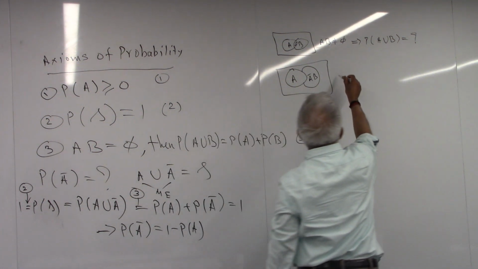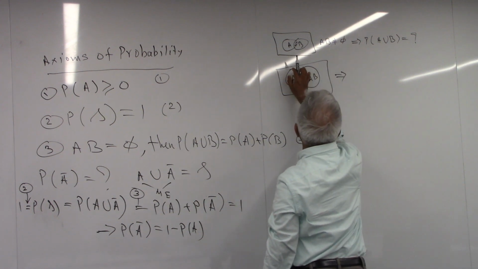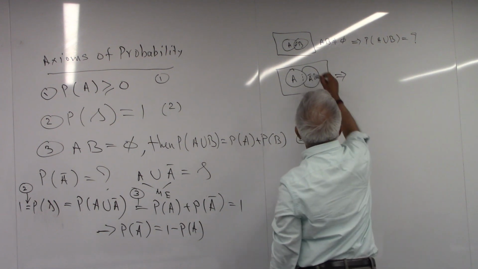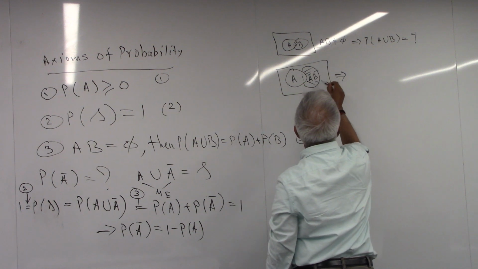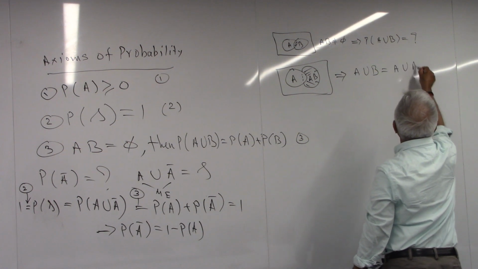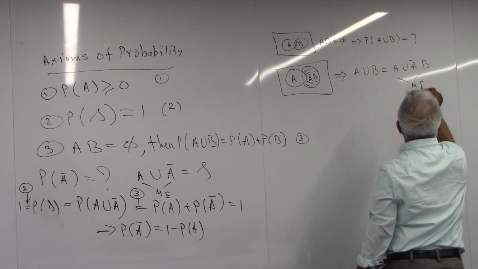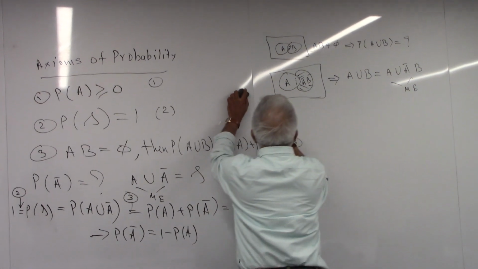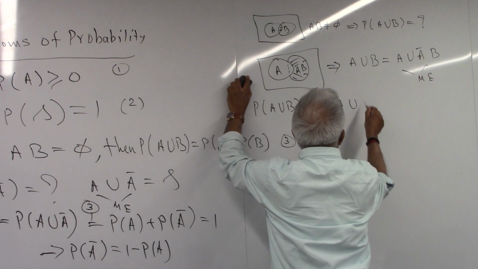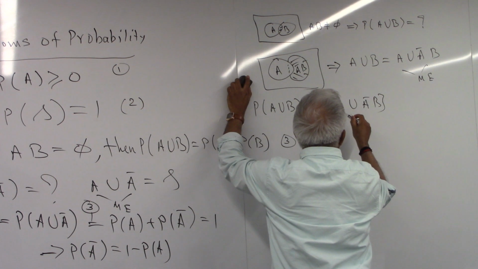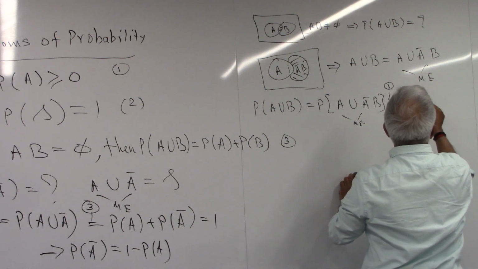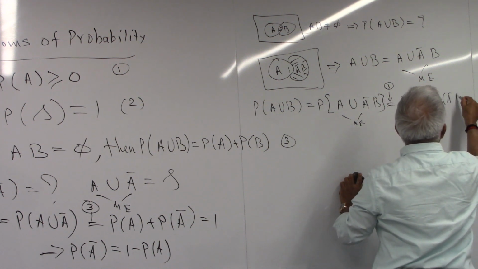Because this is A, everything outside A, intersected with B, would give you A bar B. So A bar B is this region. So A union B is A union A bar B. The interesting thing is these 2 are mutually exclusive. So if you want the probability of A union B, we can write this as probability of A union A bar B. But this being mutually exclusive, we can use axiom 3 to write this as P(A) plus P(A bar B).